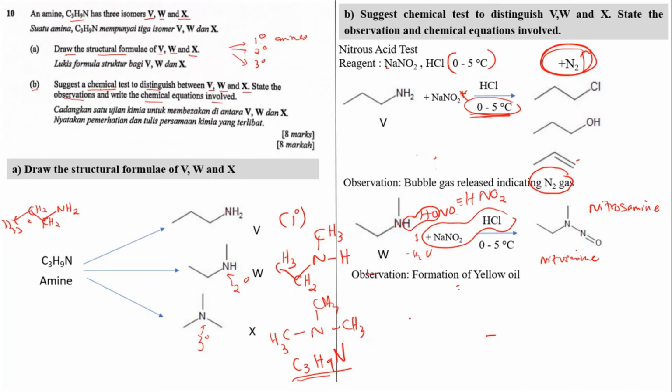Now for the next reaction, using a tertiary amine, which is X, we're going to react that with the same reagent, which is sodium nitrite with HCl at low temperature. What we're going to produce here is a trimethylammonium ion. It's going to attach with H, and then the chloride ion is going to come closer. So this structure here is very, very soluble. When it is very soluble, what we're going to see is a clear solution. So this is how we do their chemical tests as well as mention the observation. So that's all for question 10.